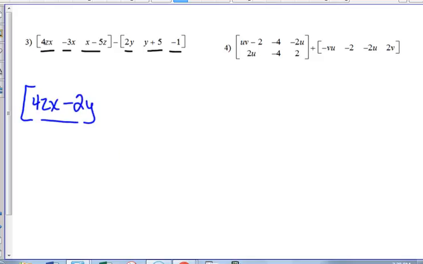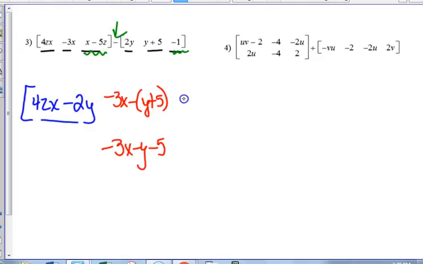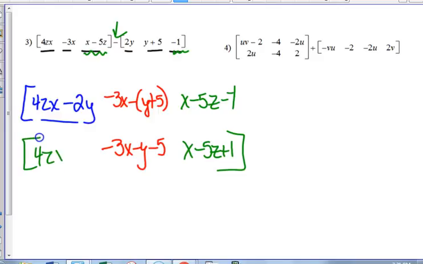Who can tell me the new second column? Yeah, be careful. You're subtracting minus y plus 5, which would actually become a negative 3, a negative y, and a negative 5. And this mess minus this mess back here would be x minus 5z minus negative 1, or x minus 5z plus 1. Do you just want to cry? Yeah, those are just disgusting answers.